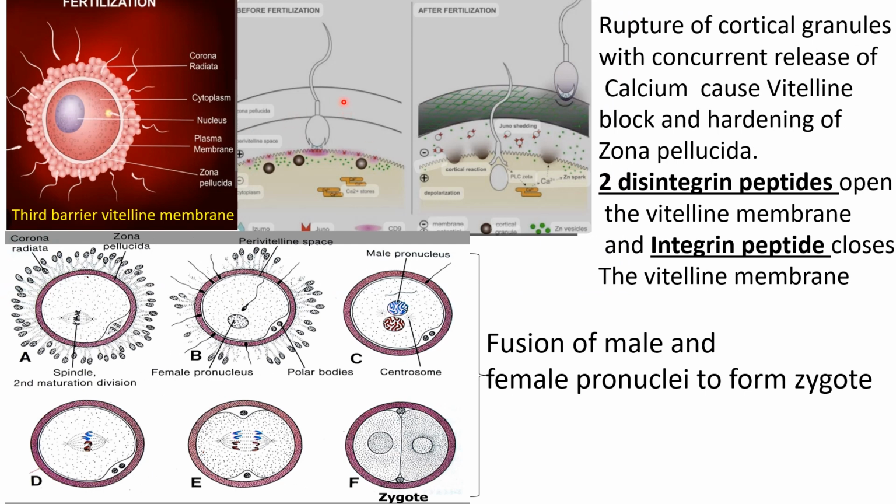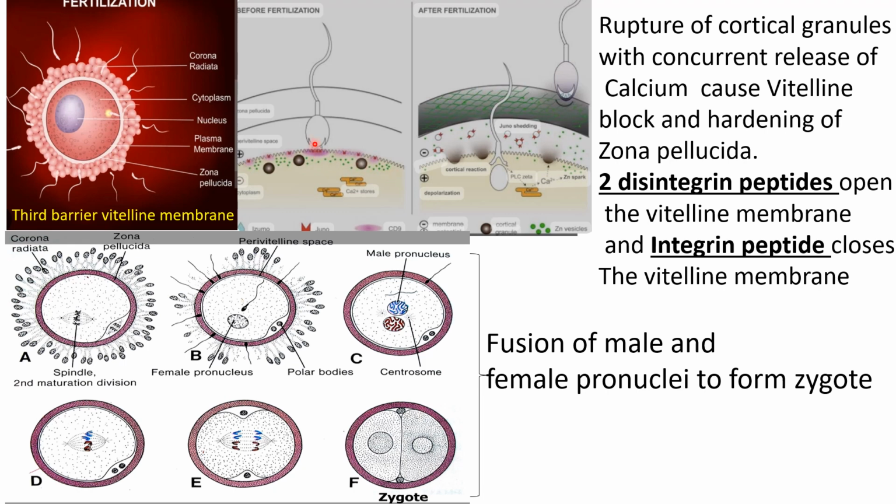As soon as the sperm head reaches the vitelline membrane and fuses with it, two events occur. First is the rupture of cortical granules, and second, the calcium wave sets in. You can see in the oocyte, towards the periphery, we have these cortical granules.